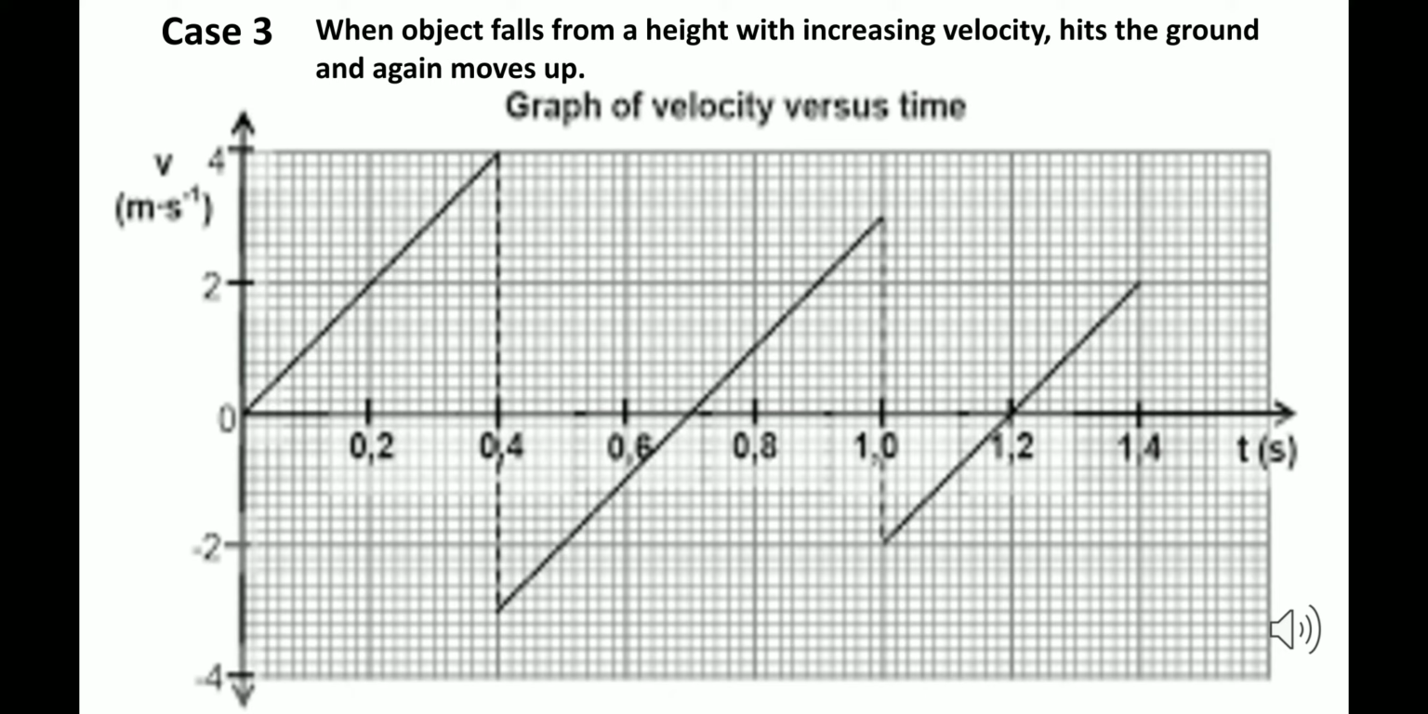That means for some time the body will move with positive velocity, that is, moving in one direction. Then as it hits the ground, it rises up again, so it will show a negative velocity as the direction is changing, just opposite to what it was, and therefore we will get a graph of this kind. So we move further.